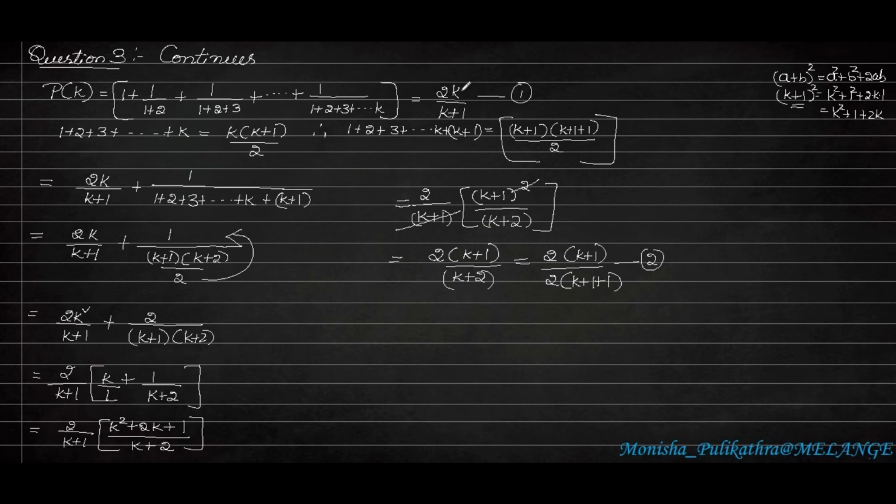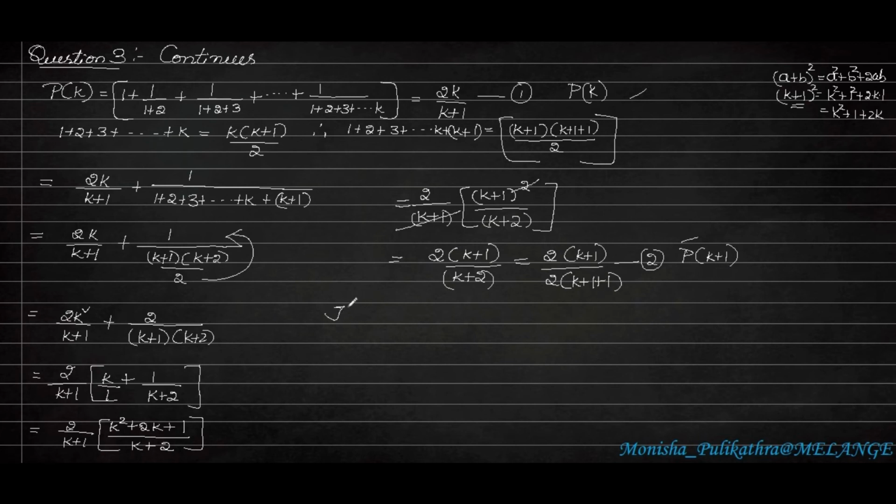Okay, in the first step what we have got is 2k by k plus 1. So if this is true for p of k, okay, so 2k by k plus 1 is true for p of k. So in the place of k we have substituted it as k plus 1 and k plus 1 plus 1, and this is true for p of k plus 1. Okay, so we have proved it. So for p of k and p of k plus 1 is also true for all the natural numbers.